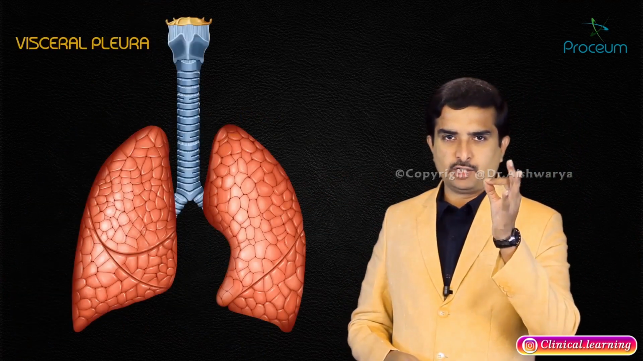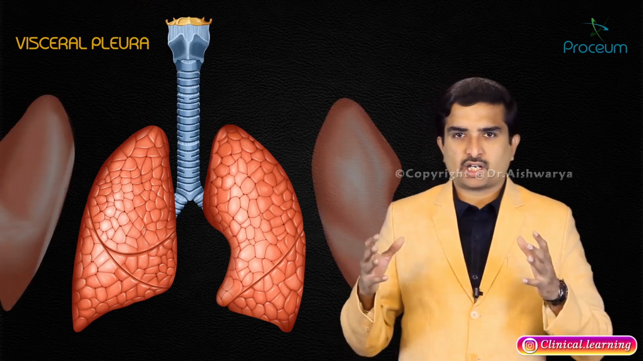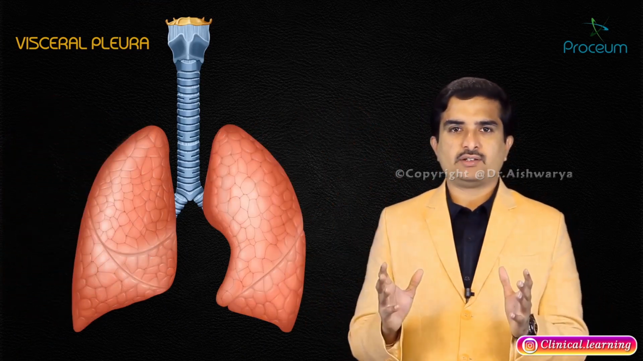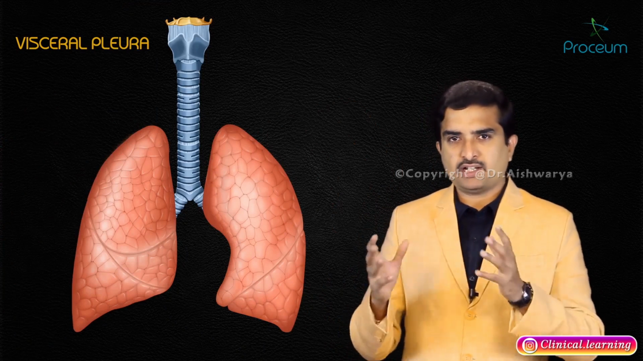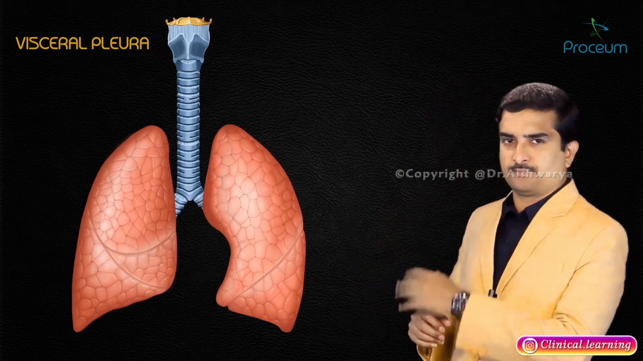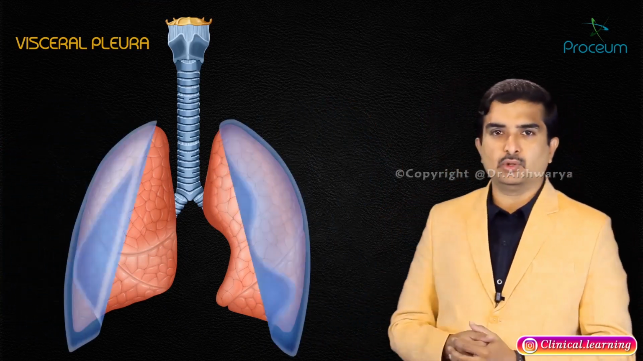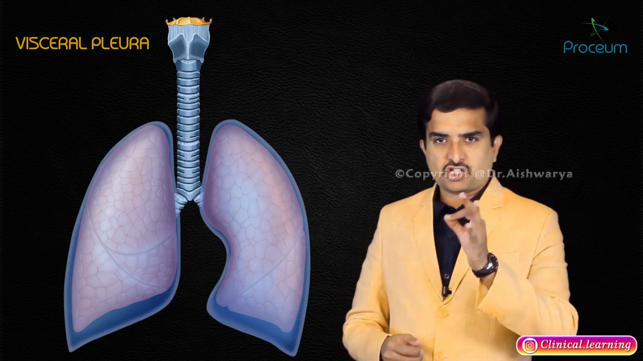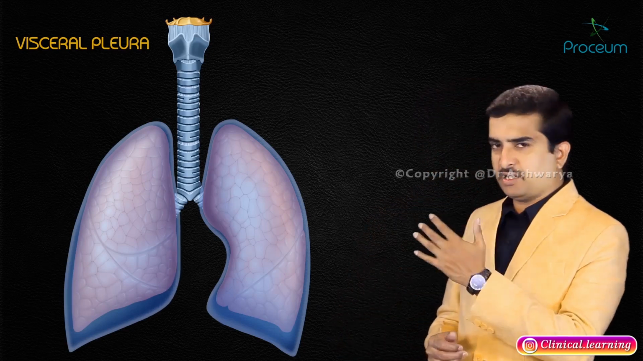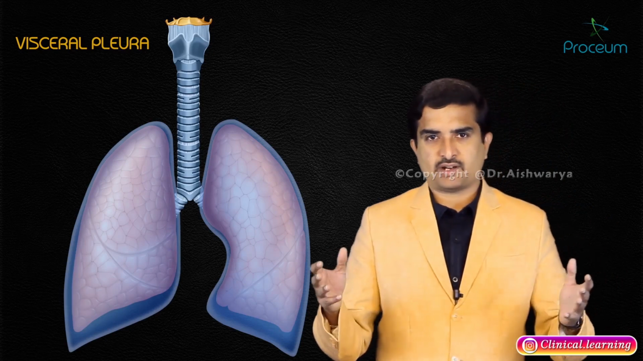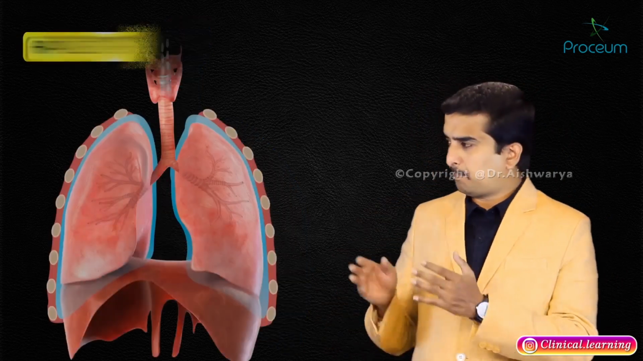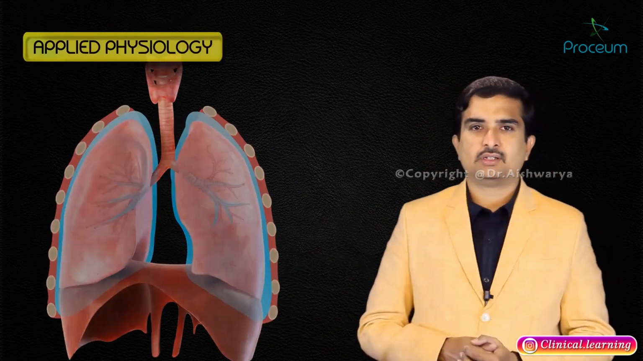So what is the visceral pleura? Pleura surrounding all surfaces of the lungs, which merges with the parietal pleura at the root of the lung. And the parietal pleura is the pleura lining the chest wall, diaphragm and the pericardial sac. And the applied physiology of this.